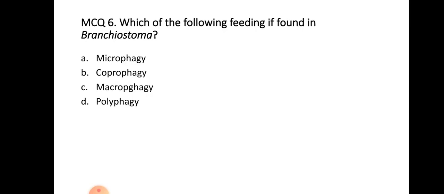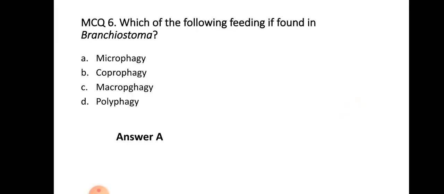The next one: which of the following feeding mechanism or feeding type is found in Branchiostoma? Microphagy, coprophagy, macrophagy, or polyphagy? What's the answer? We said they are microphagous, feeding on minute organisms, so they are microphagous in nature.